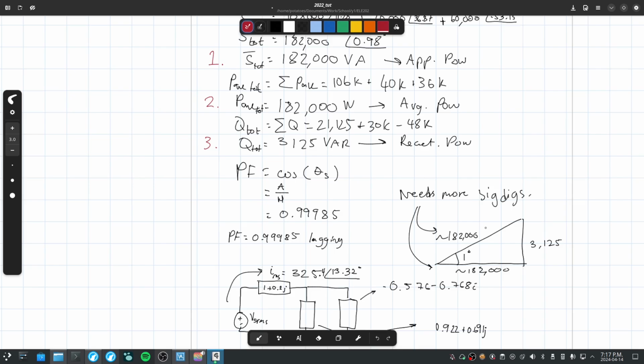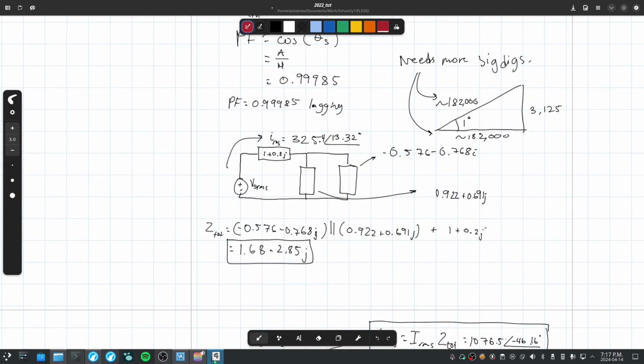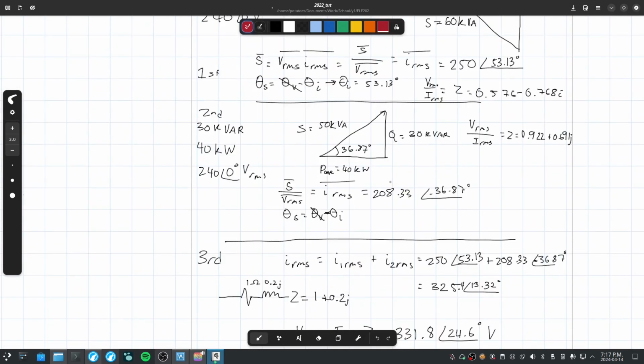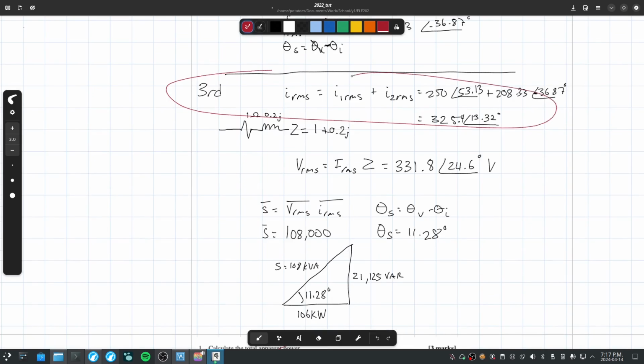So why is the given VRMS different from the VRMS that we calculated? The VRMS that we calculated here, for the third one, if that's what you're asking, this is the voltage difference across this. So this is the positive end, and this is the negative end. This is not the voltage difference between the ends of the voltage source.